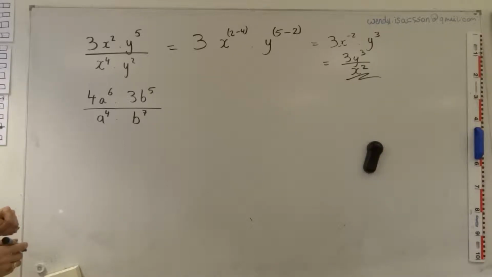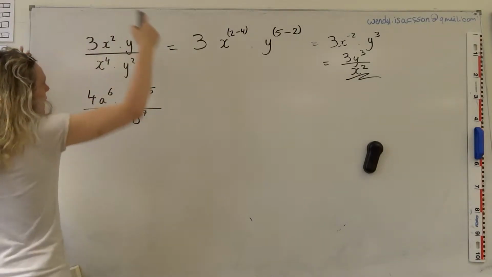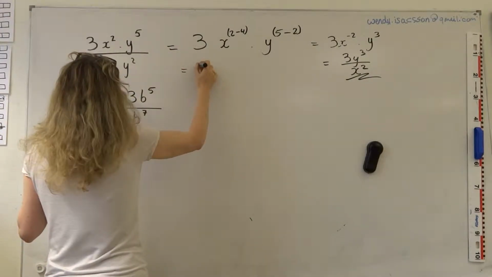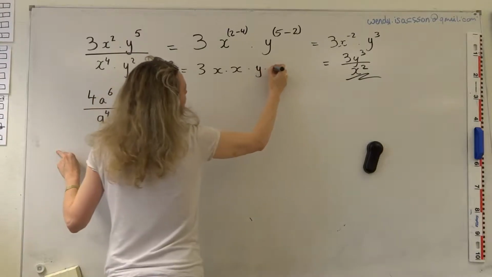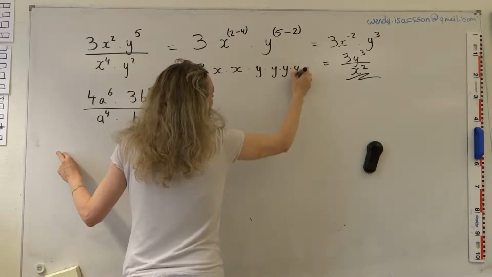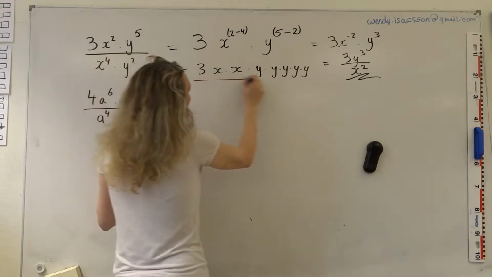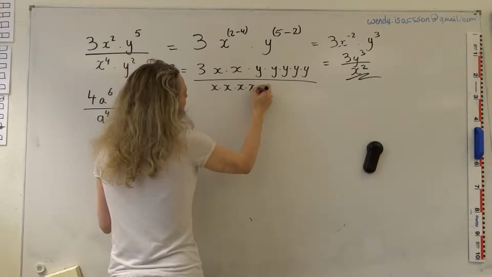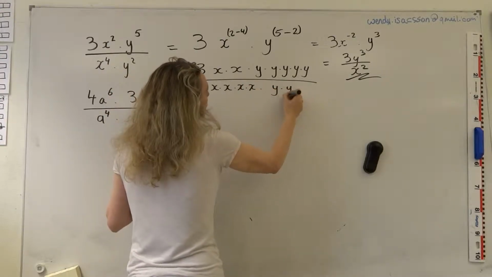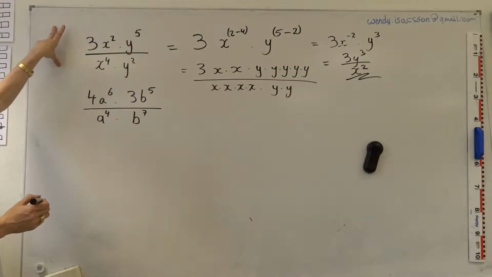Another way of doing it is to think, what have I got up here? If I was to rearrange that equation, it's the same as saying 3x times x times y times y times y times y times y, 1, 2, 3, 4, 5, all divided by x to the power 4 times y times y. This expression and that expression means the same thing.